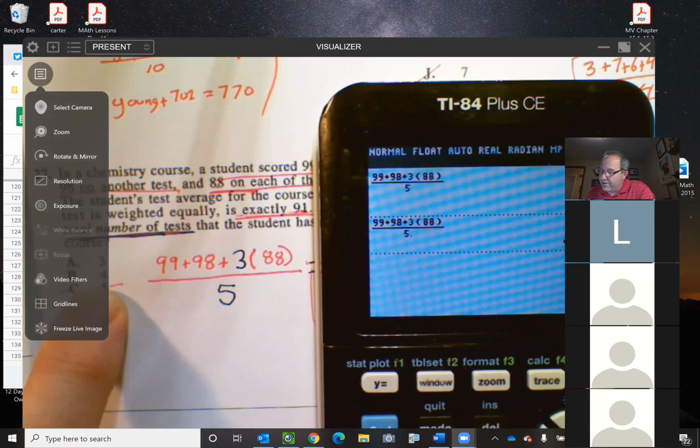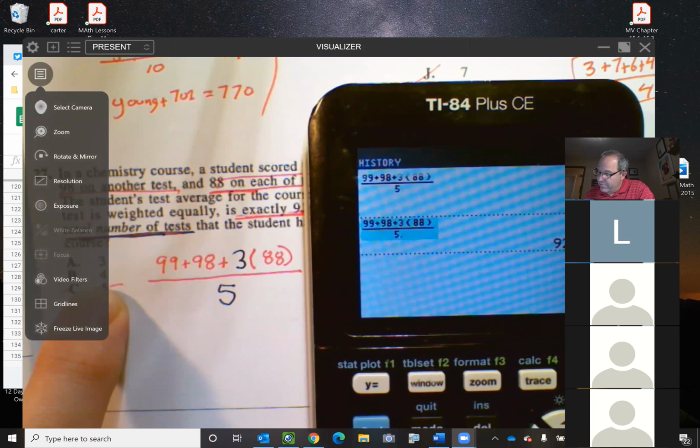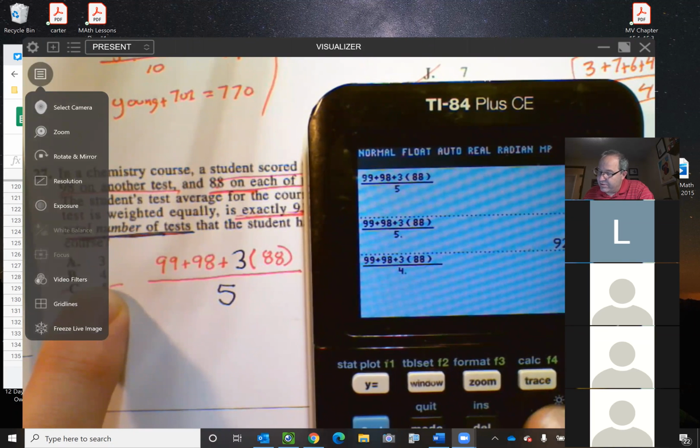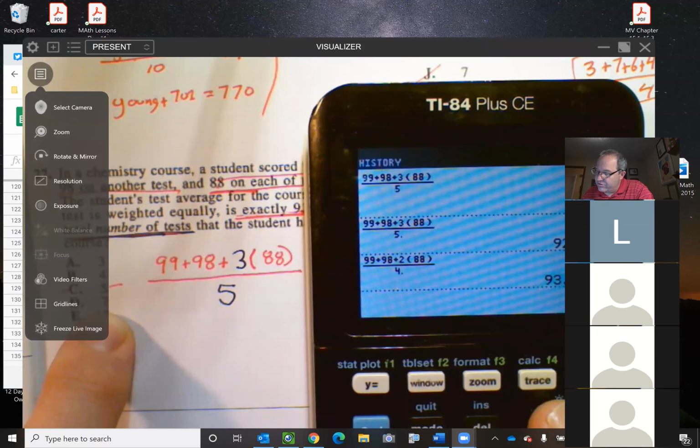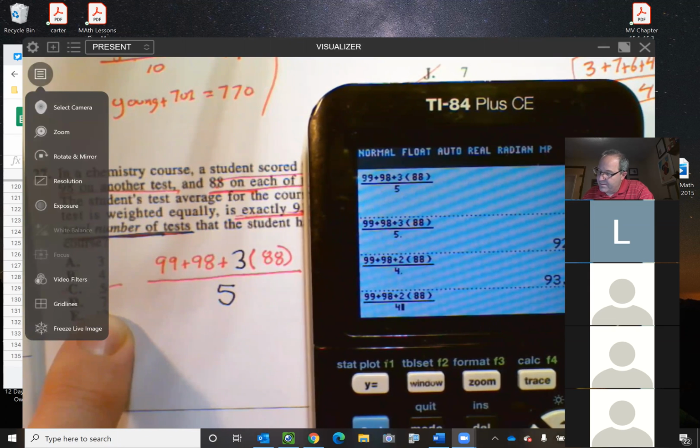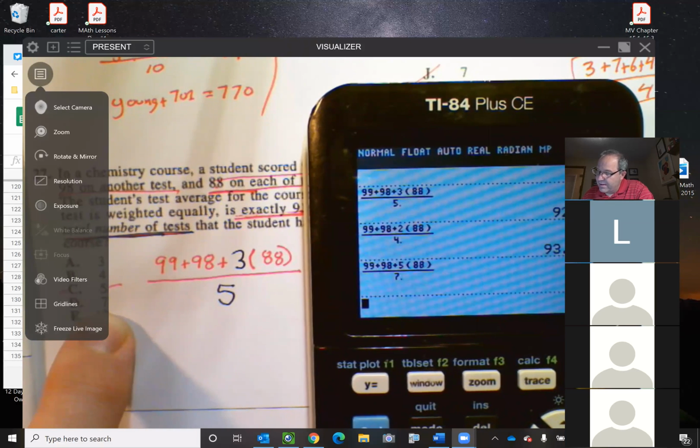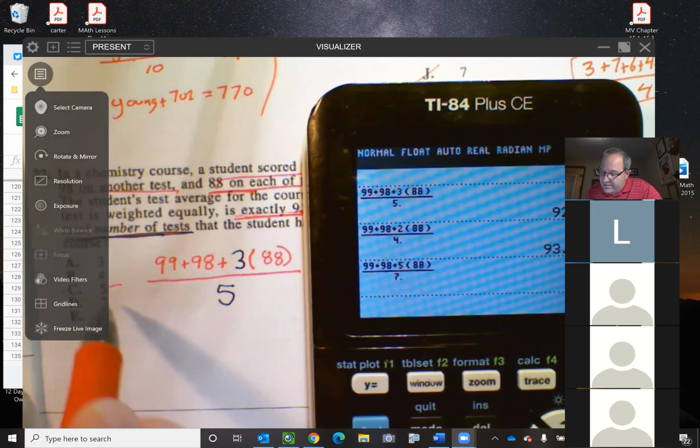So let's go ahead and try out 4 instead. So I'm going to say that there were 4 total tests, which means that there could only have been 2 88s. Oh, we're going the wrong way. Okay, so let's go back and try out 7 total tests instead. So that would mean that there would have been 5 of those, right? Ah, that's the answer. There were a total of 7 tests.